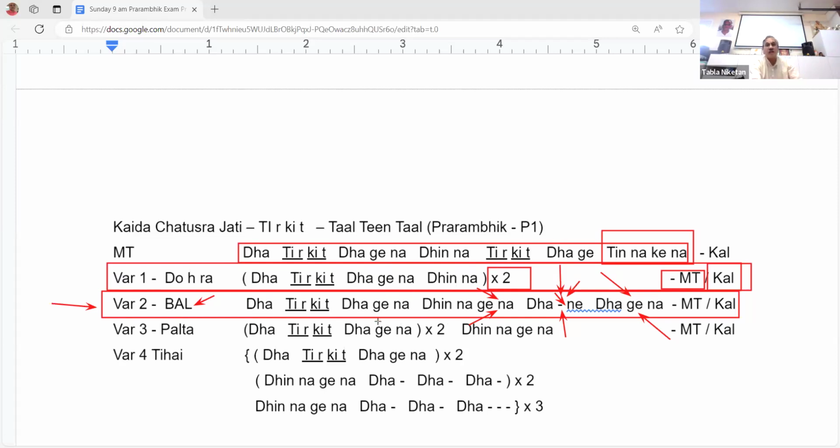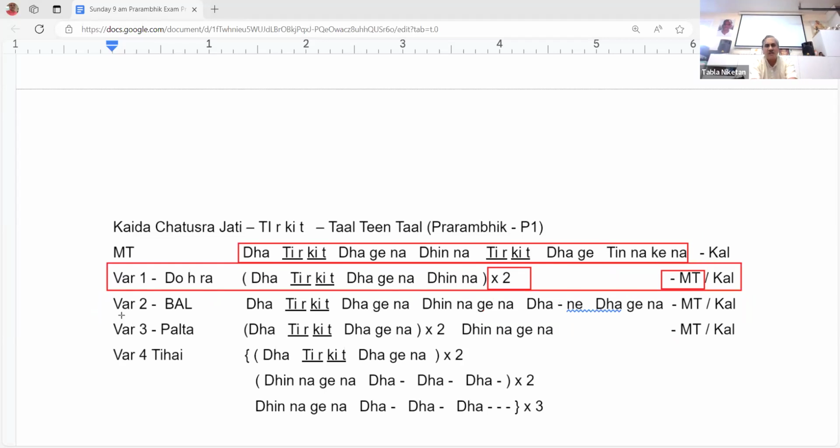One more time. Dha tira kita dhage, dhinna ge na, dha ne dhage, dha tira kita dhage, dhinna tira kita dhage dhinna ke, ta tira kita take na, dhinna ke na, ta ne take, ta tira kita dhage na, dhinna tira kita dhage, dhinna ge na. Now let's go to variation 3.